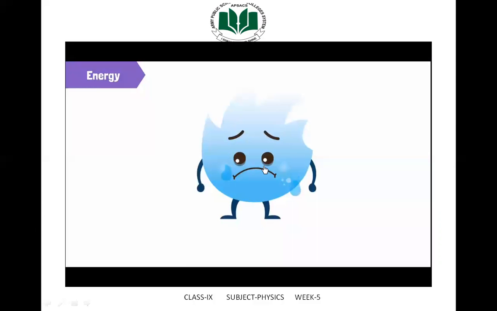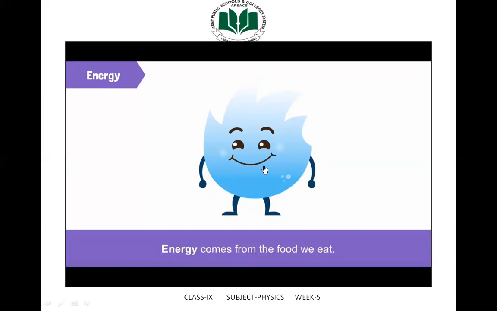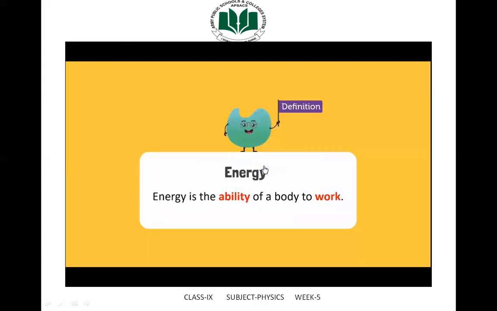Oh, Spikey looks tired. Let's give him something to eat. He seems to be fresh and active now. Do you know why Spikey was feeling dull before he ate the chocolate? This is because he had low energy. We need energy to work, and this energy comes from the food we eat. Energy is the ability of a body to work.